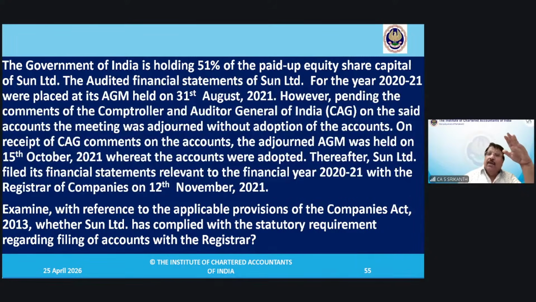There you will find that for a government company, in addition to the audit conducted by the statutory auditor, the CAG will conduct a special audit and may come out with comments, usually none. But sometimes the CAG takes time for that. Therefore, what has happened is the audit is completed, but the CAG has not given his comments. In the meantime, the AGM was held and the accounts were placed.